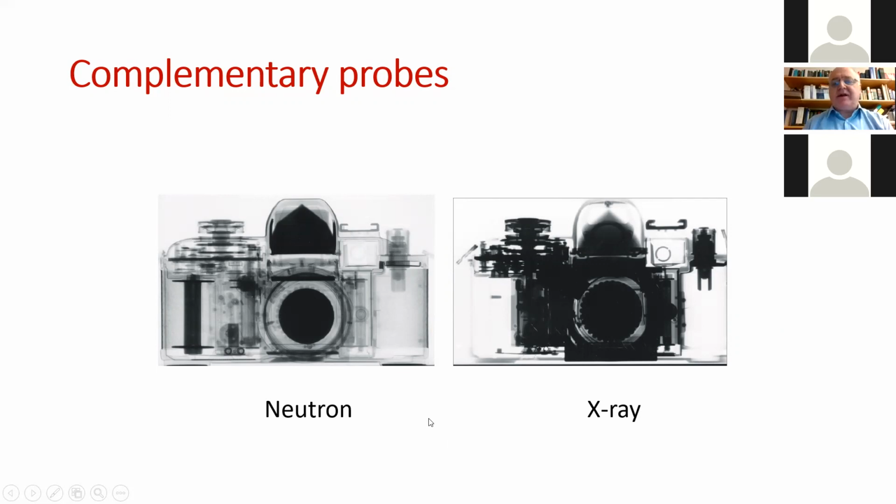There's a lens, but there are also spools for film, and with neutrons you can see the spools that would be made out of plastic and have the film on. The X-rays don't really detect the absorption from those very light parts, and you can see that it's a very complementary technique. But I'm not really going to talk about imaging.